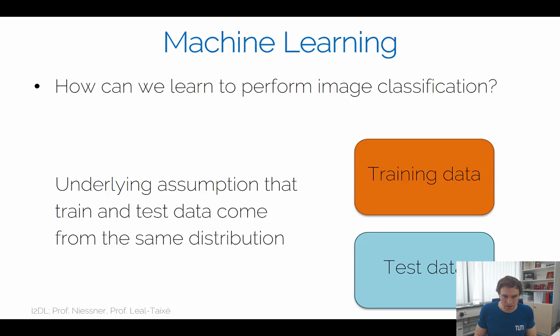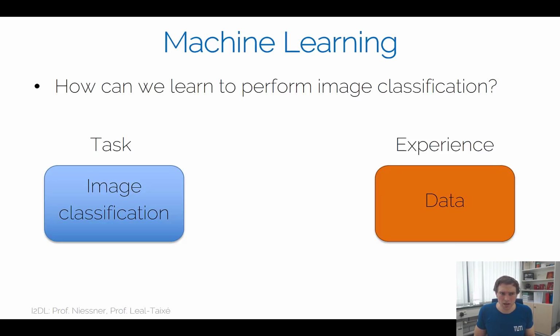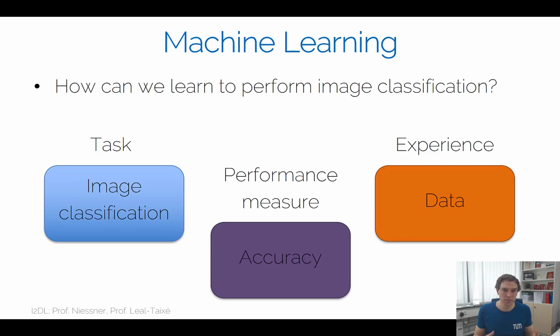Now, going back, how can we learn the image classification task? What we're doing is taking the experience, the data, right? And we're using that in order to train our model. We'll see in a few minutes how that works. But now we're doing another step, and this is very common in machine learning: we actually measure the performance, right? So we figure out how good our image classifier is right now.